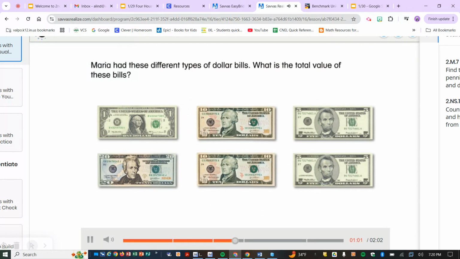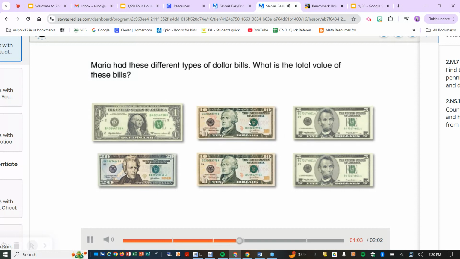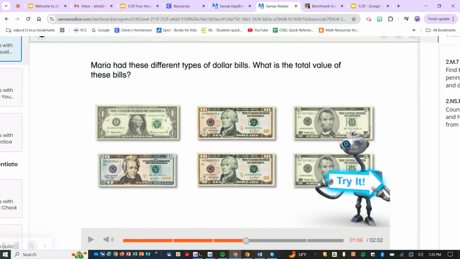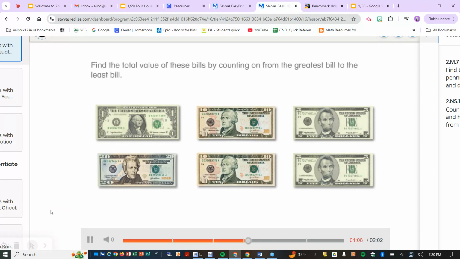Maria had these different types of dollar bills. What is the total value of these bills? Okay, this is where our double-digit addition skills are going to come back into play. Just like when we're counting coins, we're going to start with our highest value bill, which is the $20, and then count on from there. Find the total value of these bills by counting on from the greatest bill to the least bill.